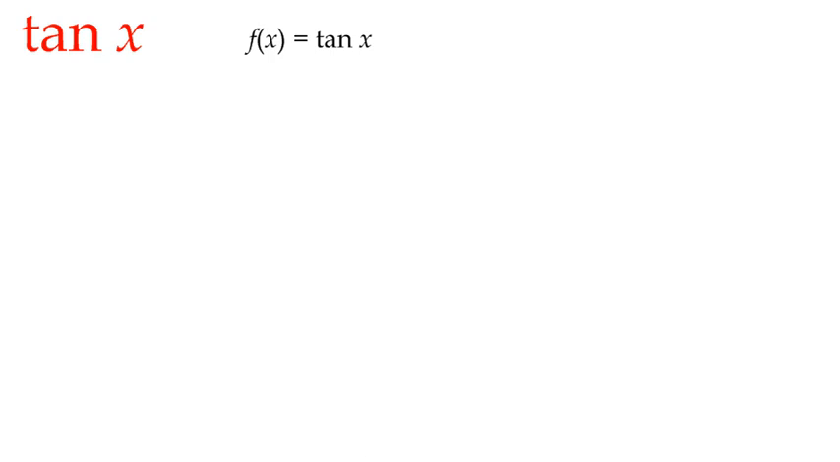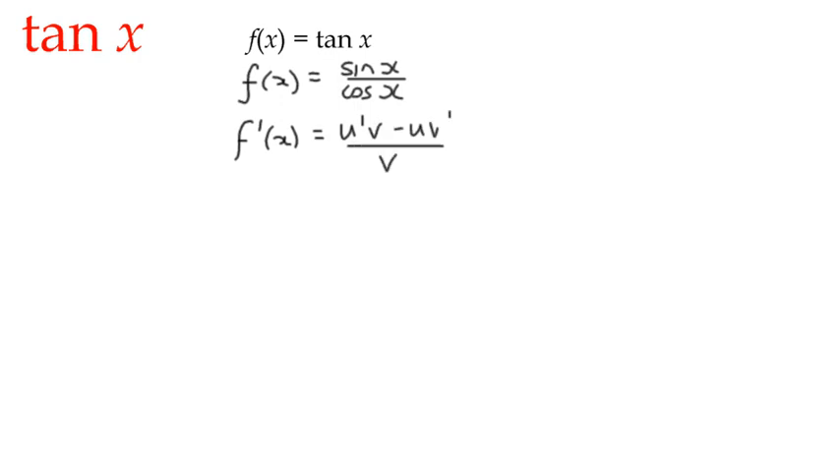If f of x is tan x, we can think of tan x as actually sin x over cos x. That's knowledge that you should have. If not, then now you know. We can represent tan x as sin x over cos x, which we can then use the quotient rule to work out. So the derivative using the quotient rule formula looks like that. If we define u as sin x and v as cos x, then u dash will be cos x and v dash will be negative sin x.